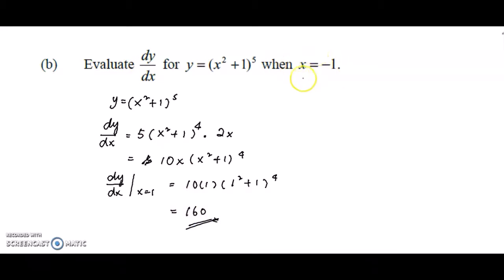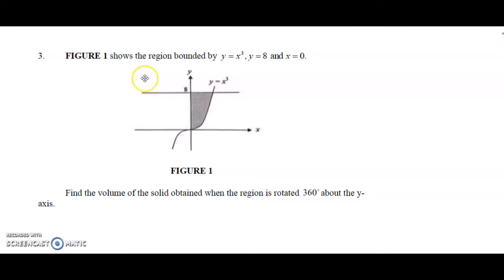Sorry, for this question they want us to substitute x equals -1. So I would like to do some correction here. This will be my -1, (-1) squared. (-1) squared still will be 1, 1 + 1 is 2, 2 to the power of 4 is 16. 16 multiplied by -10, you get -160. The answer is -160. I will skip question 2, then come to question 3.